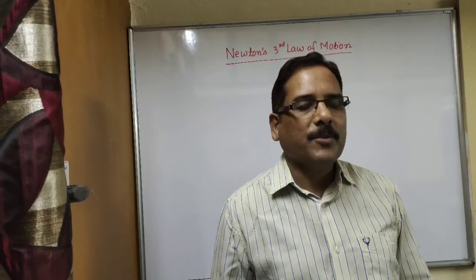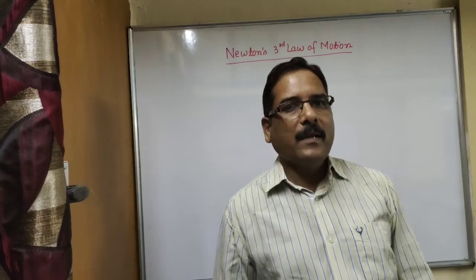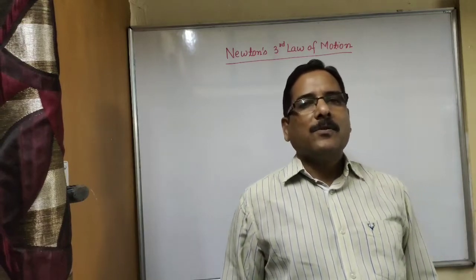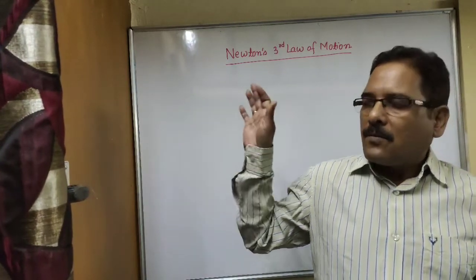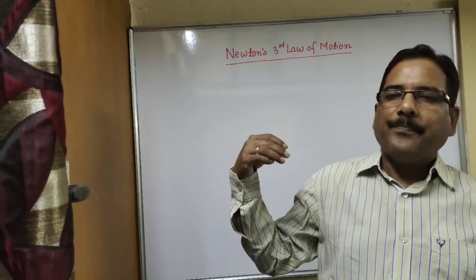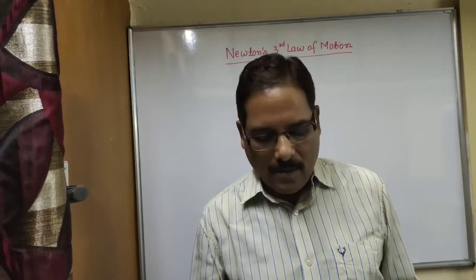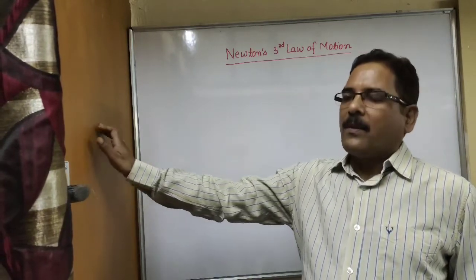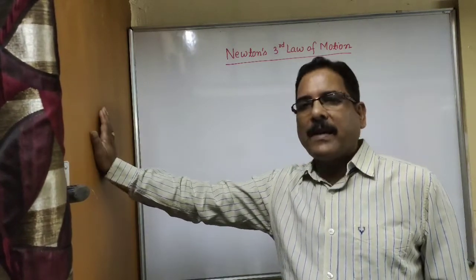Now Newton's third law of motion states that to every action there is an equal and opposite reaction. So suppose action and reaction are the forces. Suppose I apply a force on an object, then the object will also apply an equal and opposite force on the first object. Suppose I am applying force on a wall. So I am the first object, I am applying force on the wall, the wall is the second object.